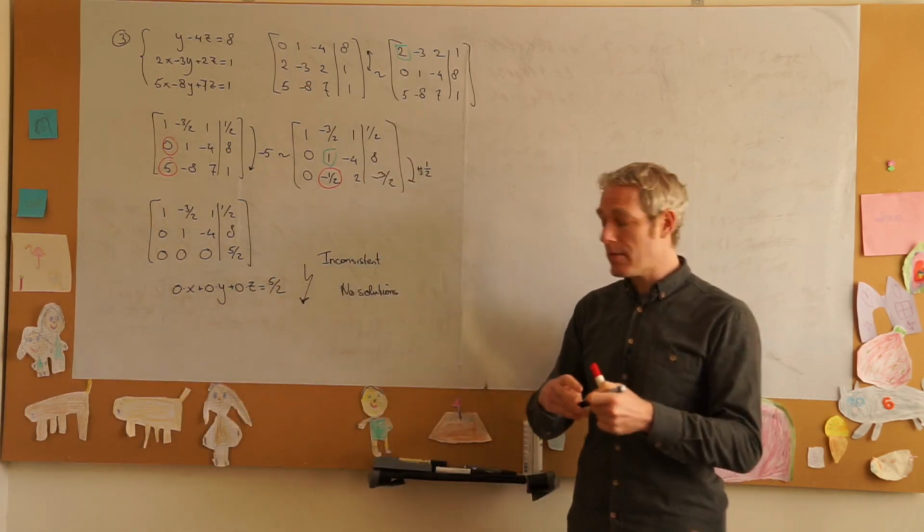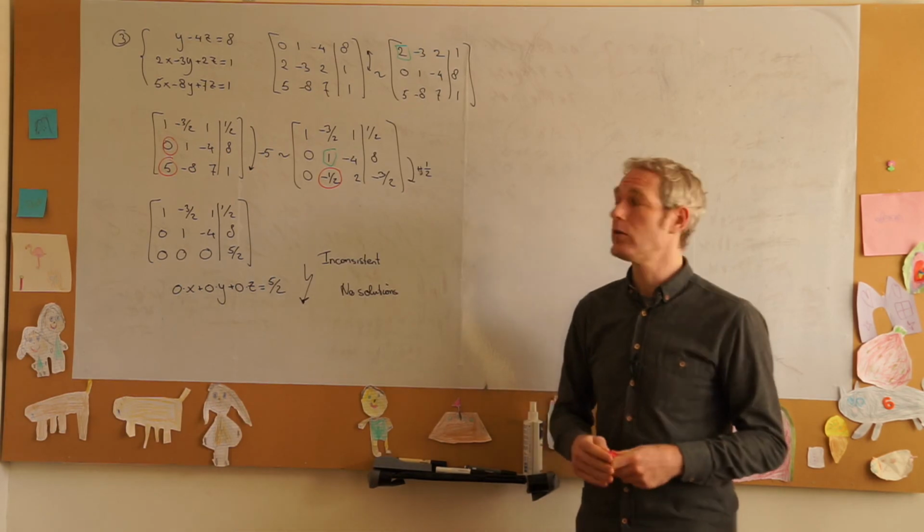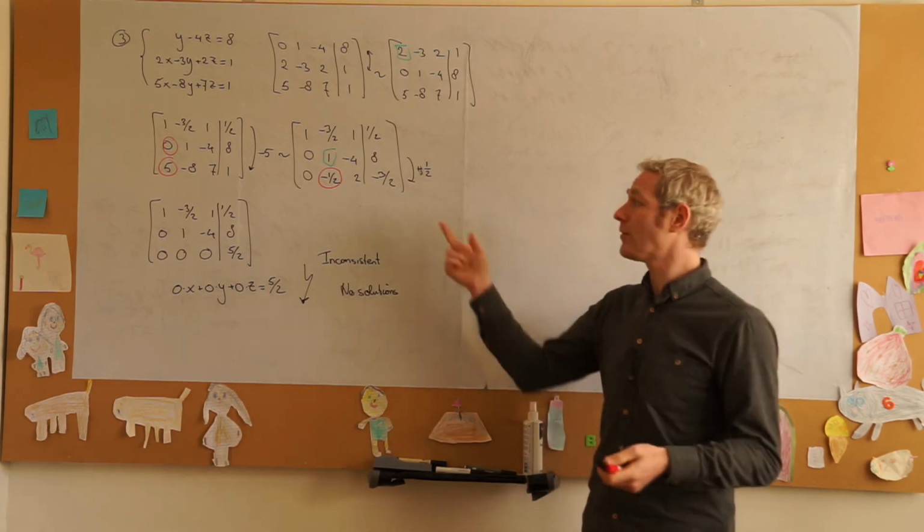So these were the 3 examples of the 3 different types of solutions, and how you recognize them, and of course how you get to them.